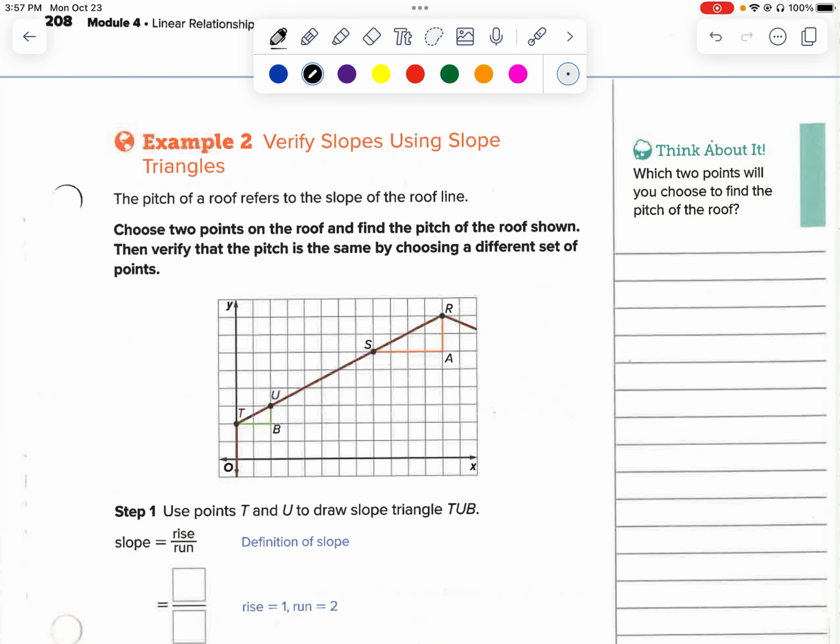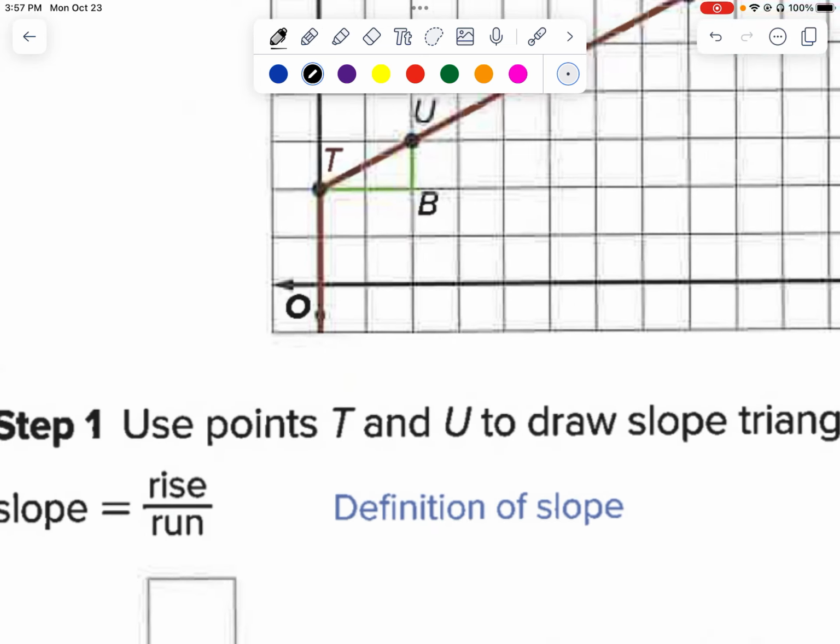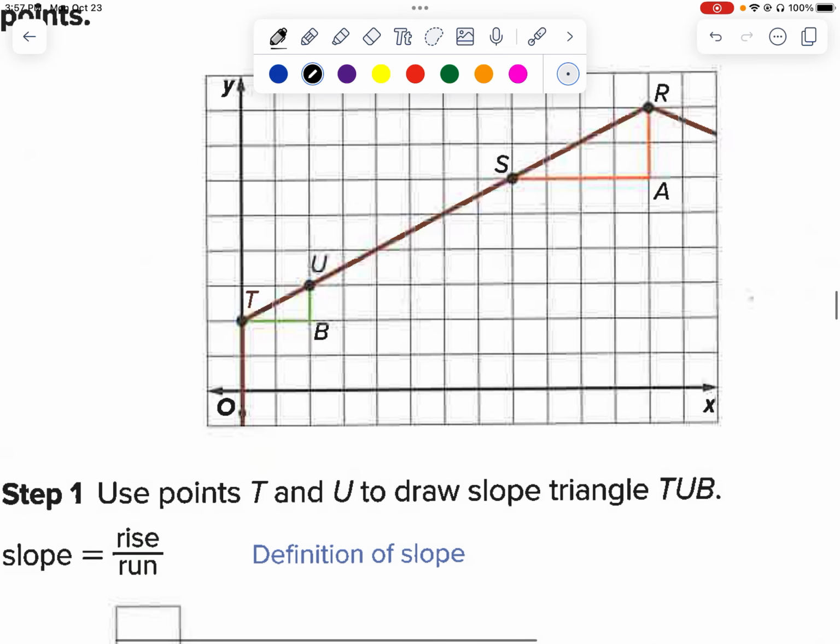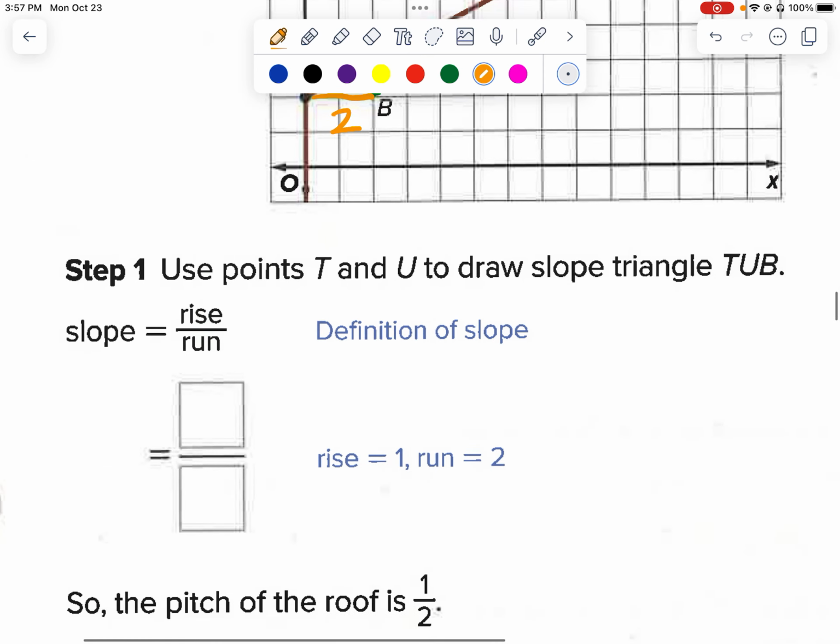Okay, so the pitch of a roof refers to the slope of the roof line. Choose 2 points on the roof and find the pitch of the roof shown. So I'm going to pick 2 points. So we'll start with this one. Okay, so from here to here, that's 1. From here to here, that's 2. So my slope would be 1 over 2.